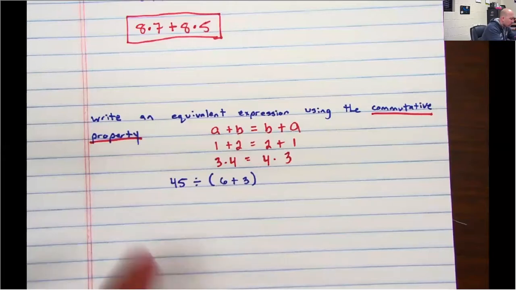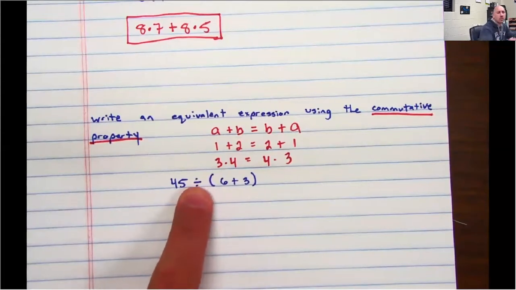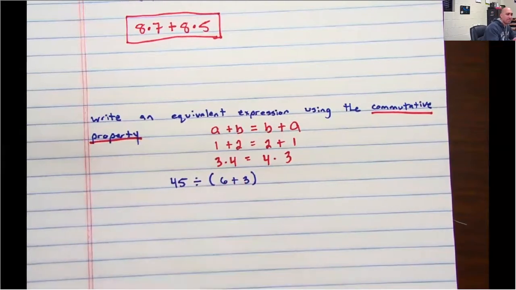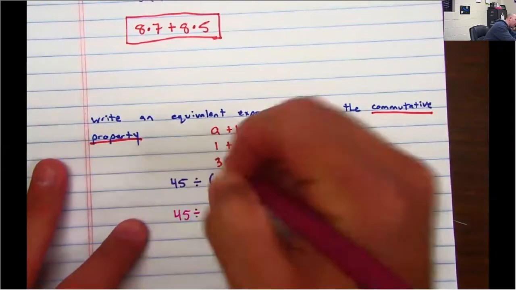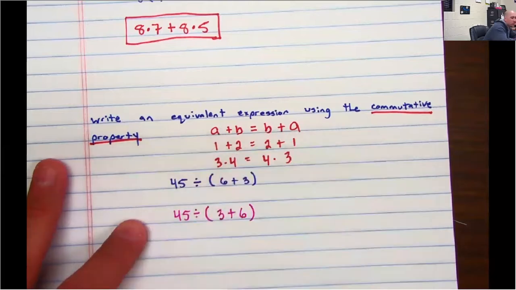Well, then we have this problem, 45 divided by 6 plus 3, and you're like, it's got division. We can't use the commutative property. And I'm like, yes, you can. Because look inside the parentheses. To make that a commutative property, all you do is you take the numbers inside the parentheses and you switch the order.